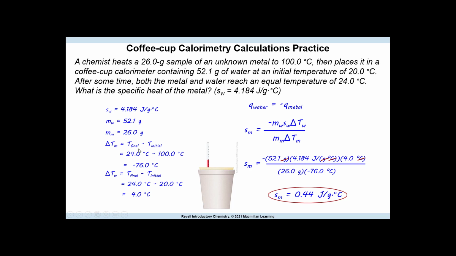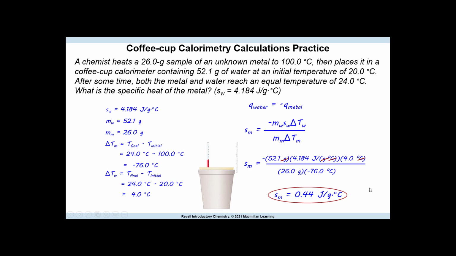So the initial is 100. The final is 24 degrees. That gives us negative 76 degrees, which we need. We need this because specific heat values are not negative. So we need a negative and a negative. A negative and negative equals positive, and will leave us with a positive value, which is what we need. Now the water, the final was 24, but the room temperature initial was 20. So that's the 4 degrees.